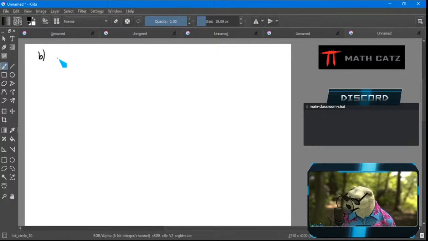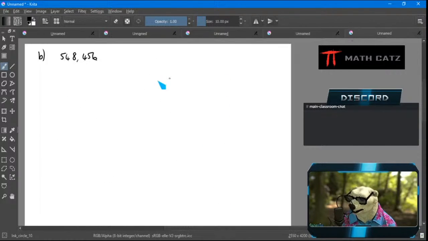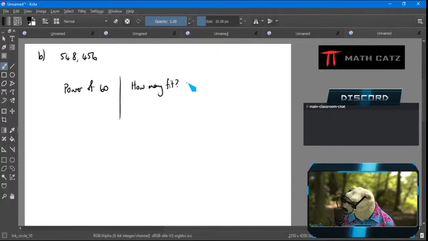B. I have my number. My number is 548,456. I have established how I am going to do it. This is my personal choice that helps me feel good and confident, and I'm going to stick with it. So I want to know which powers of 60 I can use. I will look at how many of those, once I look at a specific one, will fit.